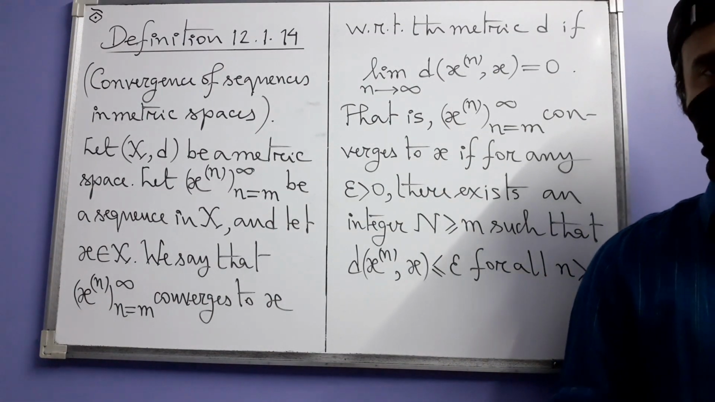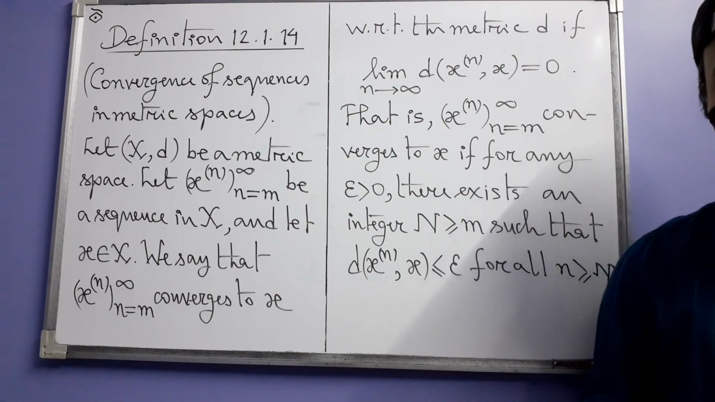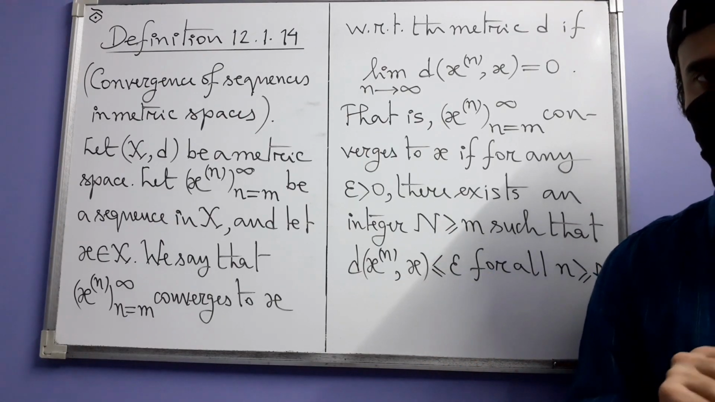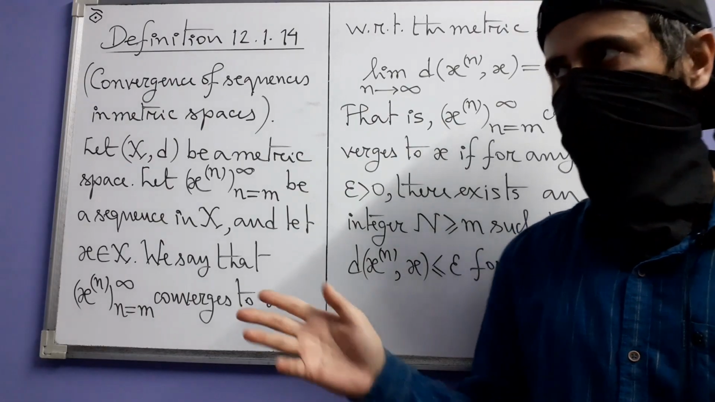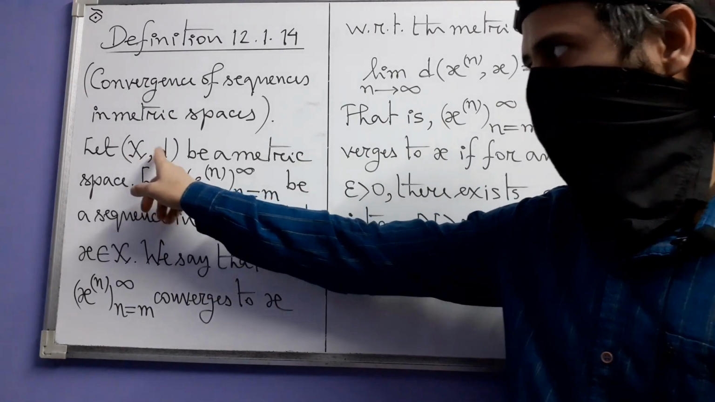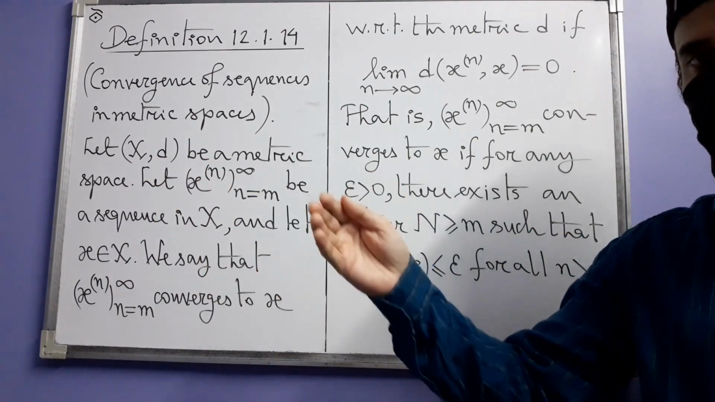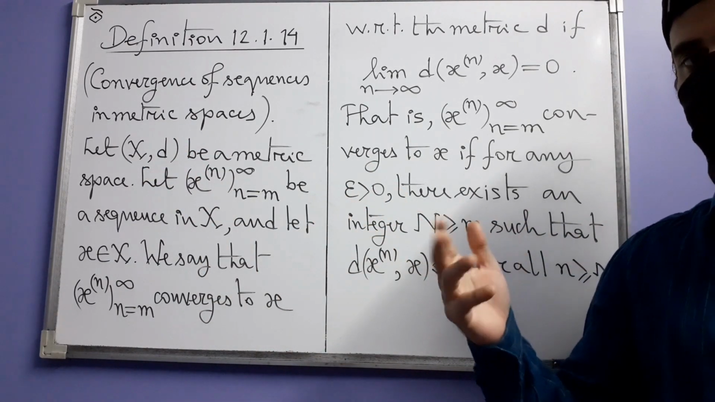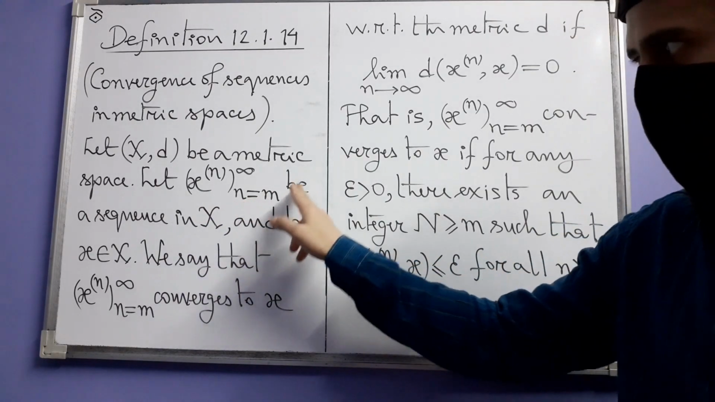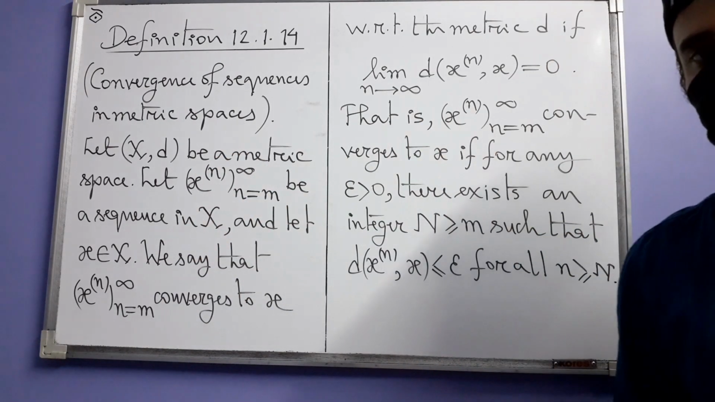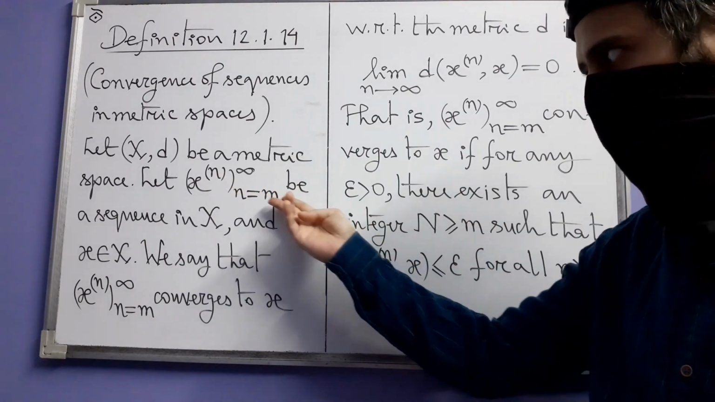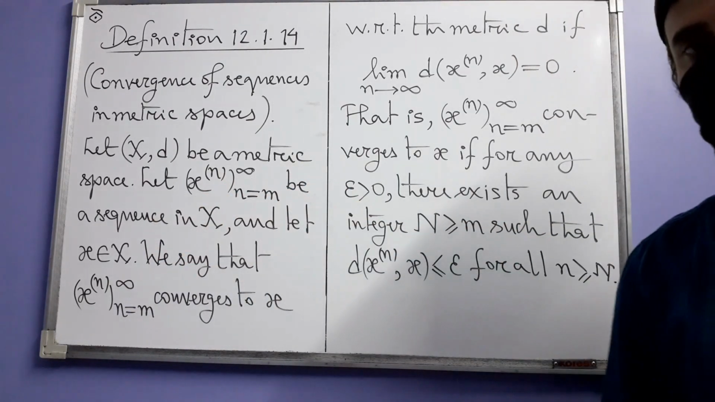So after the few examples of metric spaces, we are now ready to see the notion of convergence of sequences in a metric space. So let's define it in this definition. Let (X, d) be a metric space. That means X is the set and d is a metric on X. And let's consider a sequence of points in X. Okay, so we just simply express that by saying that this is a sequence in X.